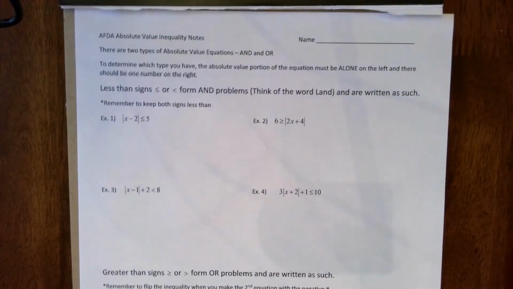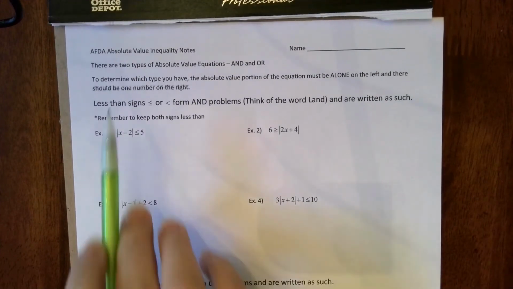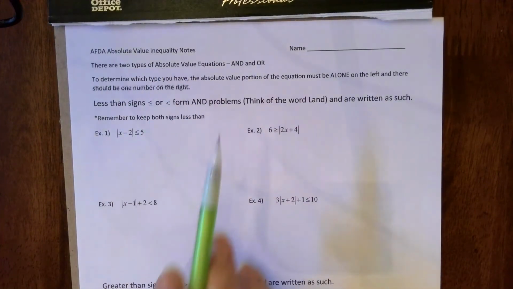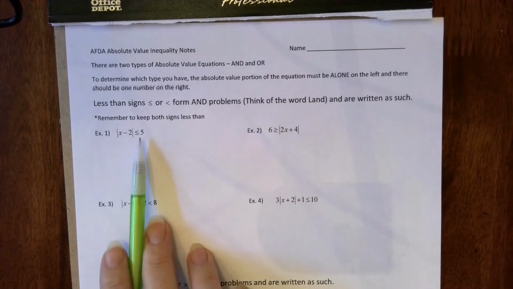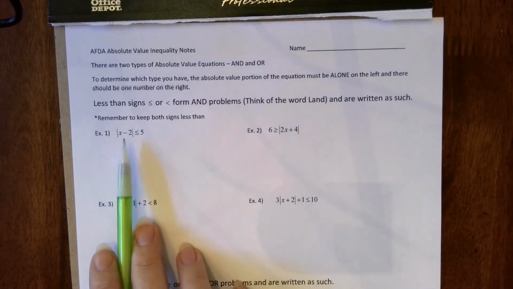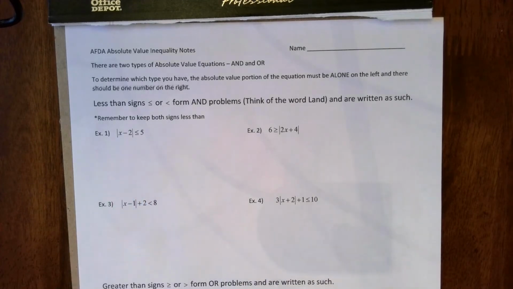All right, so we are going to write absolute value inequalities. Now, when you have an inequality, like greater than or less than, and you have an absolute value, you have to rewrite the equation before you can start to solve it. Some of them are going to be and problems, and some of them are going to be or problems. So we've got to take a look at the difference between the two and how to write the problem.